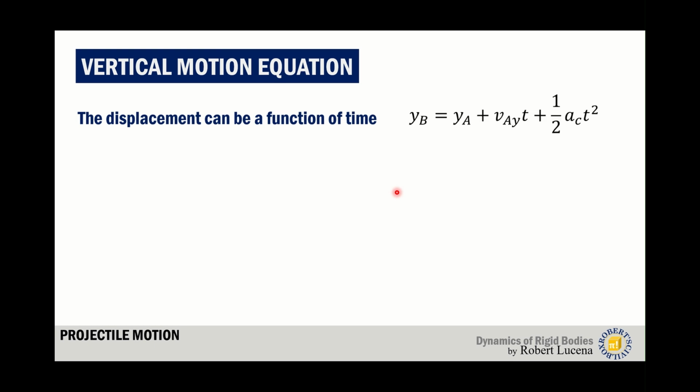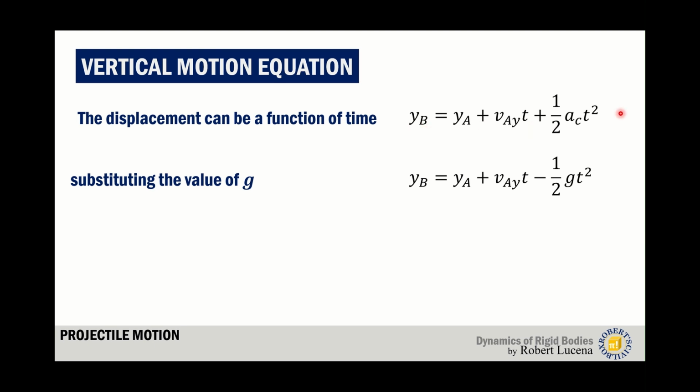Displacement can be expressed as a function of time. So we have here the equation discussed in previous lectures. We can use this equation to solve for the position of the particle or projectile along its y-axis. Substituting the value g in this equation yields this equation. Again, this equation is equally correct. We just simply substitute a_c with negative g. You can see this in some books, but this is also correct. I recommend you to use this one instead of this one. Just make sure that if you place the value of gravity, it should be taken as negative 9.81.